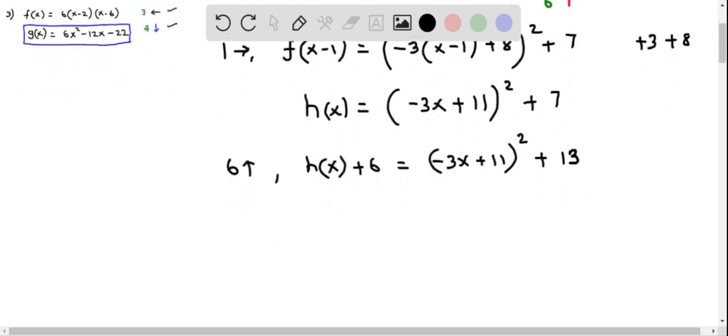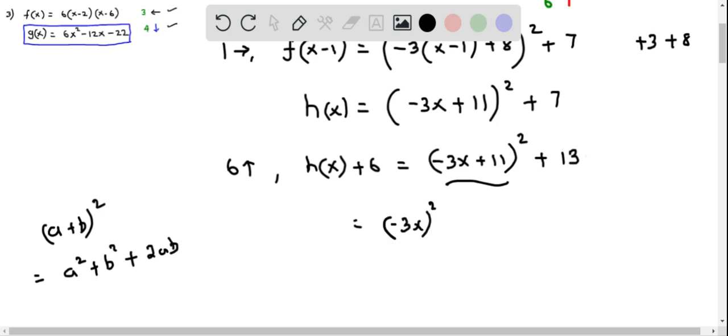And so let's simplify this. We expand this binomial square using the a plus b binomial square identity, and this equals a squared plus b squared plus twice of ab. And so here a is negative 3x and b is 11. So a squared will be negative 3x squared plus b squared will be 11 squared plus 2 times of a, which is negative 3x, b, which is 11, plus we then put this 13.